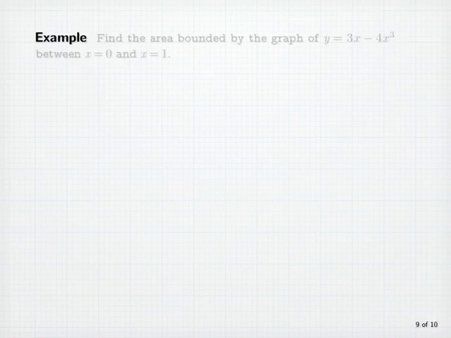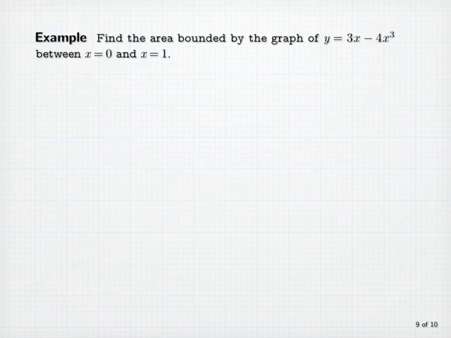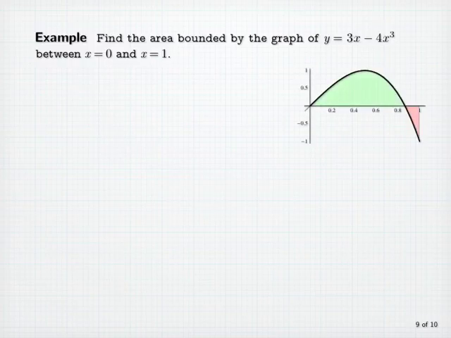Example. Find the area bounded by the graph of y equals 3x minus 4x cubed between x equals 0 and x equals 1. Here's the graph of the function. This is the same as in the previous example. What we'd like to do here is find the total area rather than the signed area. To do this, we need to calculate the area above the x-axis and the area below the x-axis separately.